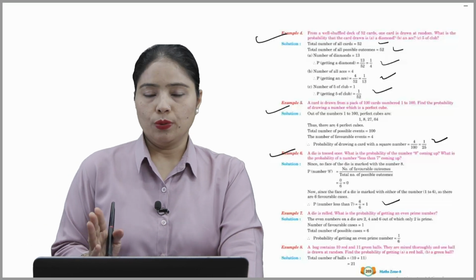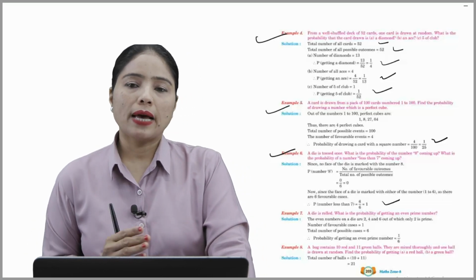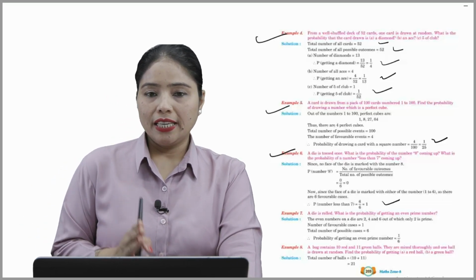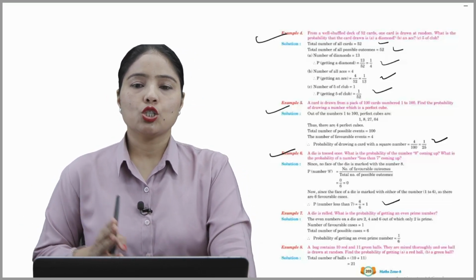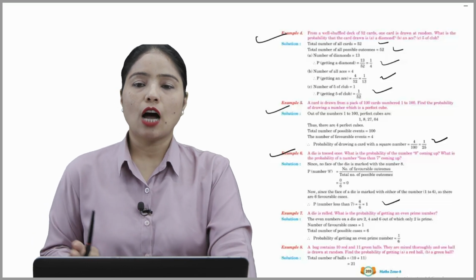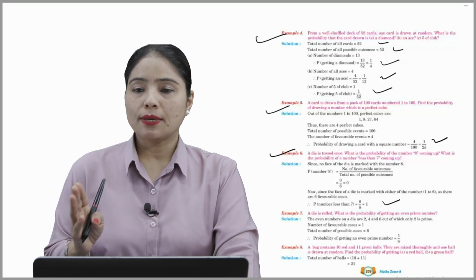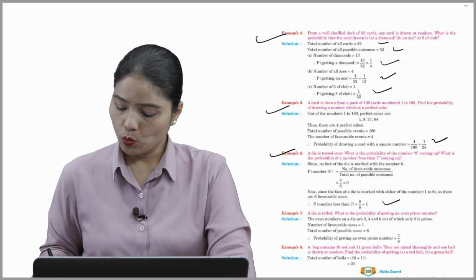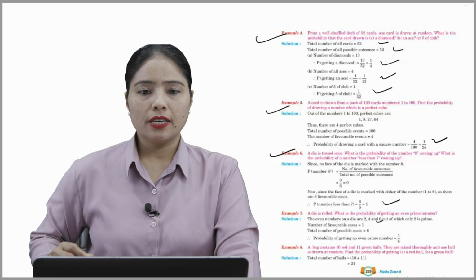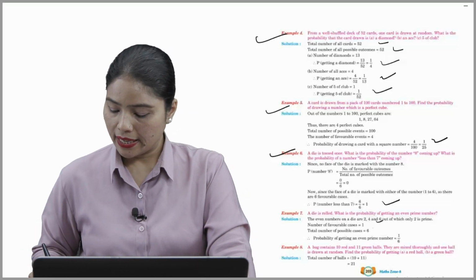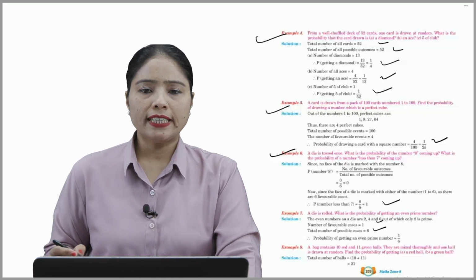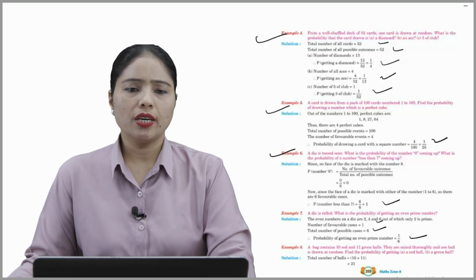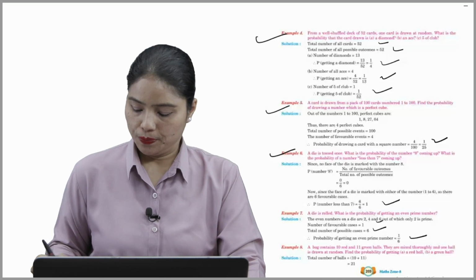Now example 7. A die is rolled. What is the probability of getting an even prime number? Solution: the even numbers on a die are 2, 4 and 6, out of which only 2 is a prime. So the number of favorable cases is 1 and the total number of possible cases is 6. So what is the probability of an even prime number? Yes, 1/6.